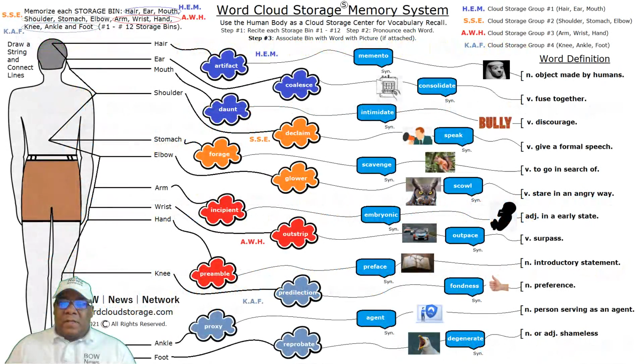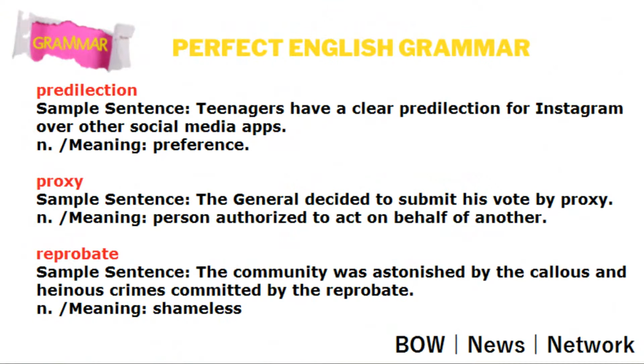And we can clearly see a thumbs up, which is similar to the like that you see on a lot of the social media apps. So that would be a good way to make a picture word association between fondness and predilection, so that you remember the word. The next word is proxy, proxy agent, and we see here a person serving as an agent. Let's see how it's actually used in a sentence. Proxy. The general decided to submit his vote by proxy, noun meaning person authorized to act on behalf of another. So proxy, sort of like working as an agent.